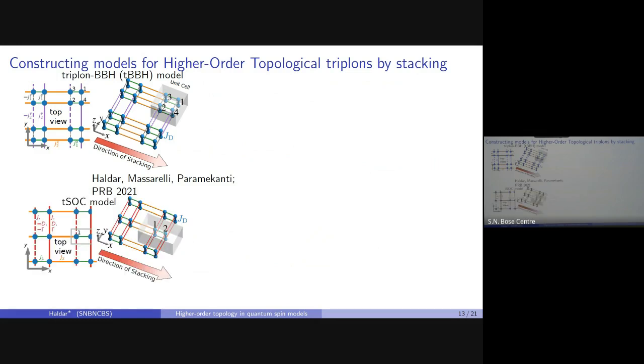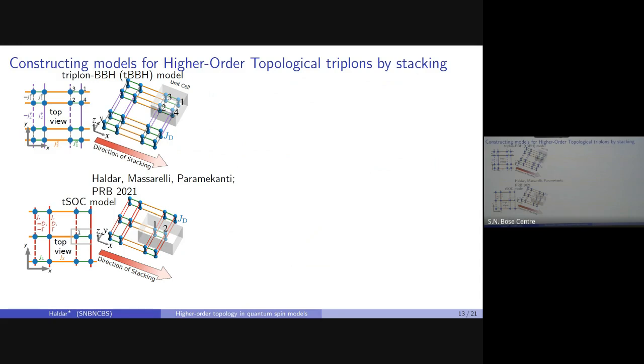And for the second model, which used spin orbit interactions, we can come up with a stacked model which looks like this. And this has two dimers per unit cell itself, right? And I'll call the first model the triplon BBH model because it looks exactly like the BBH model for electrons, but with triplons for spin dimers. And the second, which is completely new, I'll call it the TSOC model because it stands for triplon spin orbit coupled model.